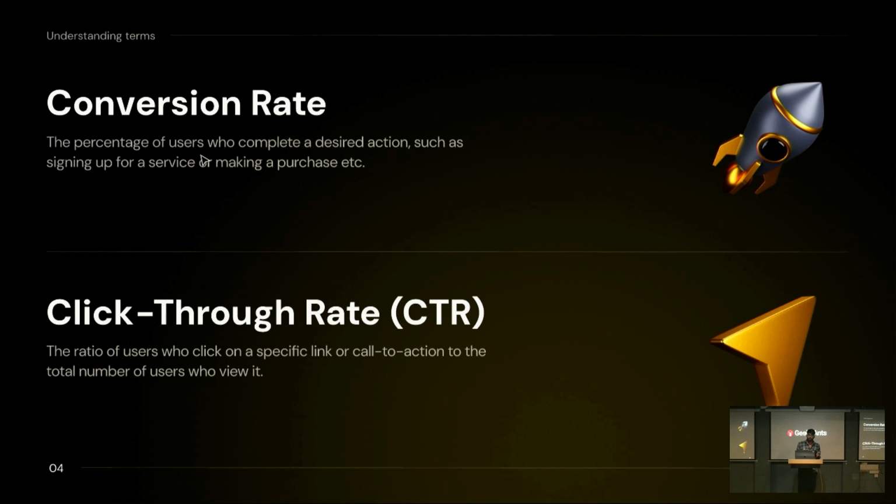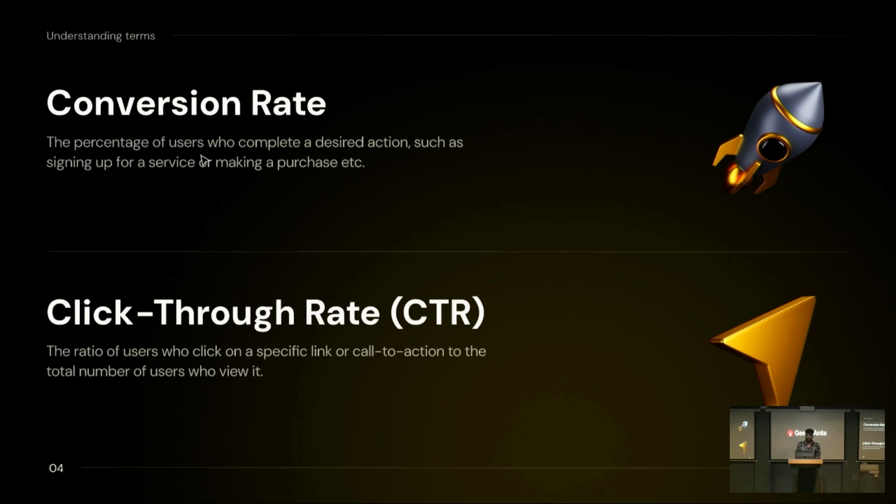So let's say about 100 people visited the landing page, and only about 20 people signed up to the platform. So the conversion rate there would be about 20%.